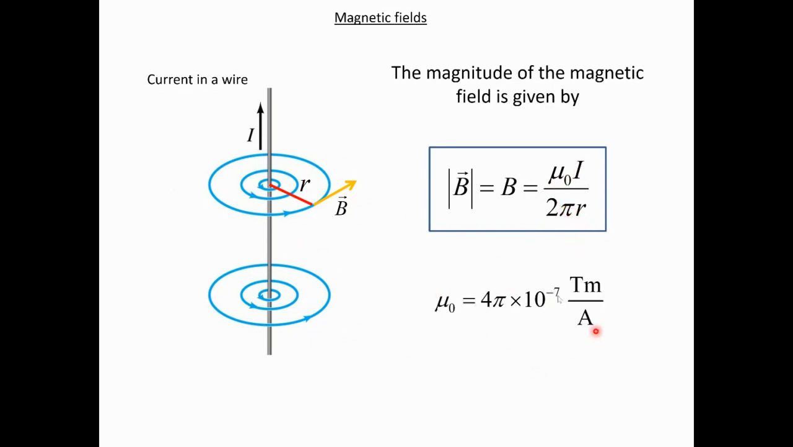Mu sub 0 is this particular number, similar to big G or whatever. It's that specific number that tells you something about the nature of reality. I is the current carried in the wire in amperes, and r is that distance in meters. 2 pi is the number. Right, so that is the magnitude, and as you can see, the farther away you are from a wire, the smaller the magnetic field is. But not like gravity, where it's 1 over r squared. This is 1 over r.